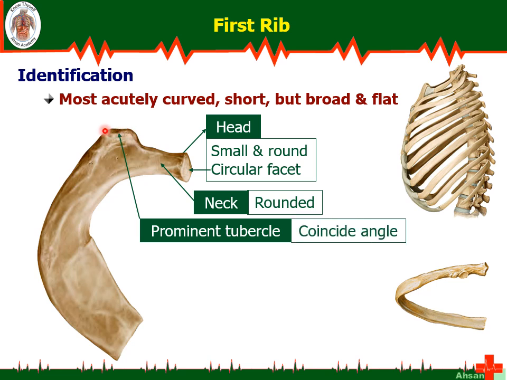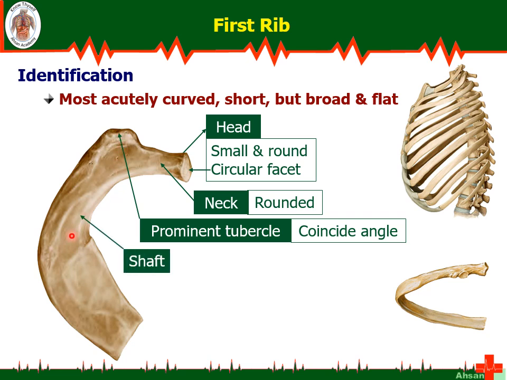This tubercle is very prominent. If the rib is curved but not twisted, the curvature creates the angle. But here the angle is merged with the tuberosity, so we cannot see the tubercle and angle as separate points. They are at the same point, so we cannot see the angle here in the posterior part.